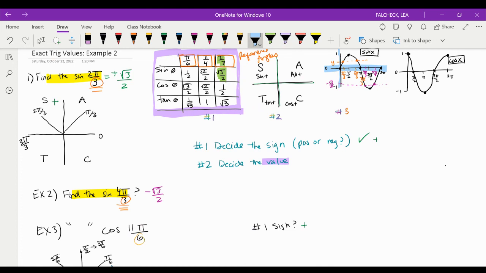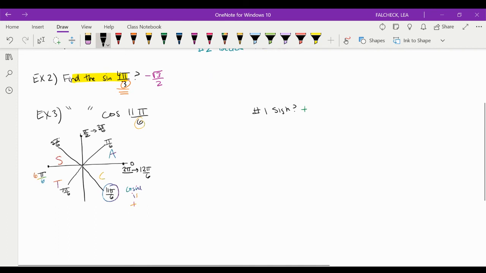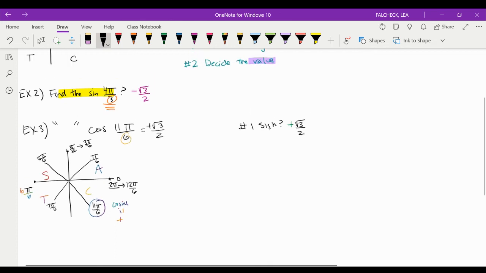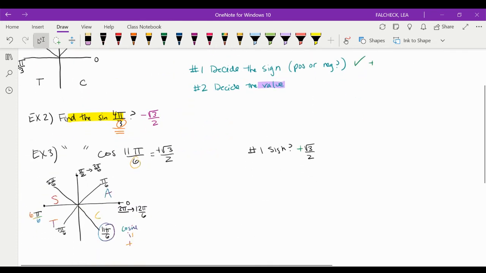So I'm going to go down to the third row, and I'm in the first column. So I am looking at rad 3 over 2 again. So this is going to be a positive rad 3 over 2. Okay. The end.